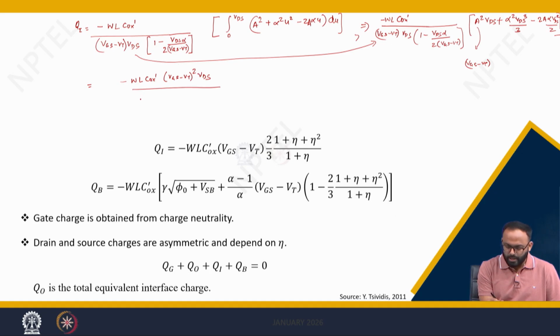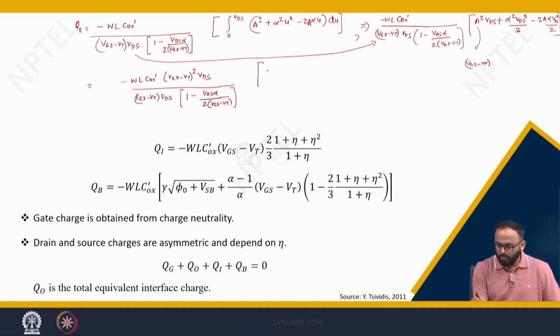In the denominator you will be left with Vgs minus Vt into Vds in brackets, 1 minus Vds into alpha divided by 2 times of Vgs minus Vt, and inside you will get 1 plus, Vgs minus Vt square out. So, you will get alpha square Vds square divided by 3 into Vgs minus Vt whole square.